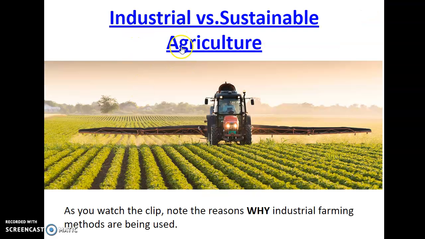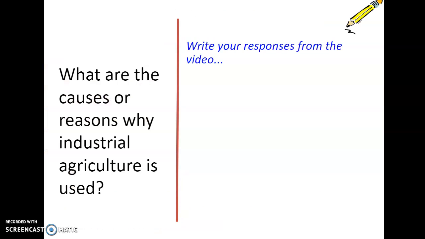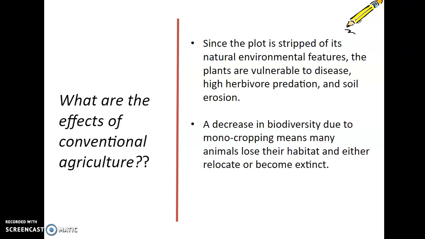So you can watch this clip later. I'll add this link into our lesson. You can click on it if you'd like to see why people industrialize for farming, but we're not going to spend time on that just because we're short on time. So after that, you should also think about what are the causes or reasons why industrial agriculture is used. Actually, I'm going to make that an independent practice. When you get to that, you'll see it on the independent practice.